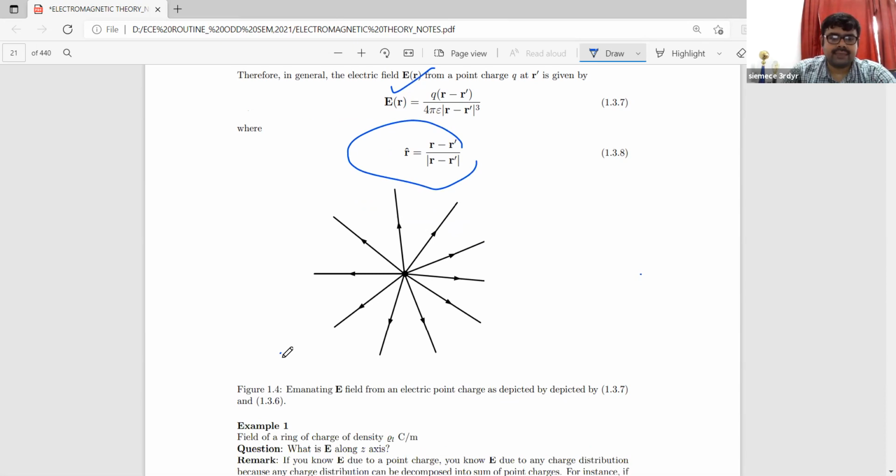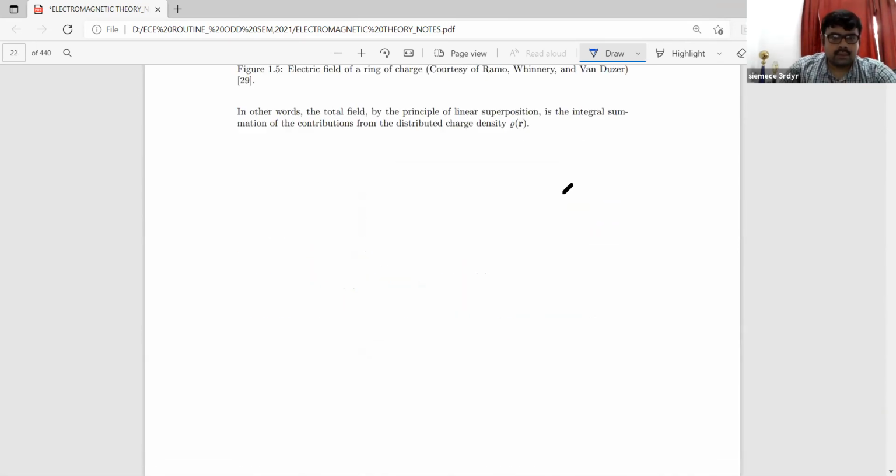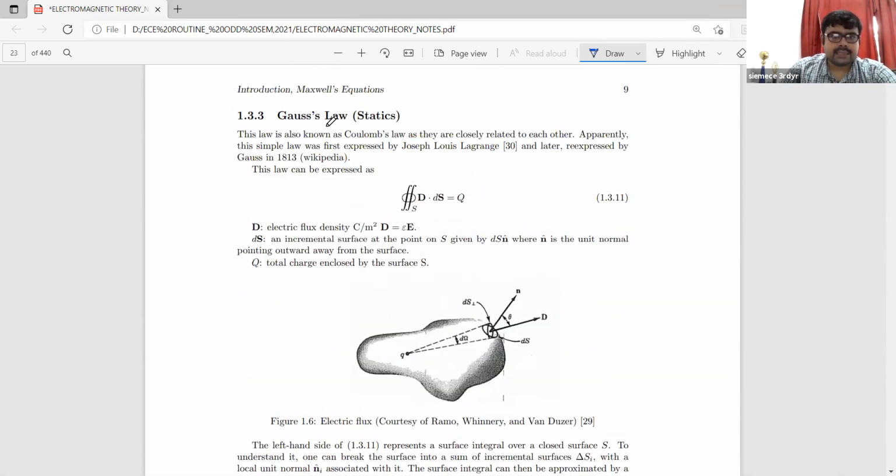And in the figure they have given, the E field emanating is the electric field from an electric point charge as depicted by the figure. So these two points they have considered, and they have drawn this particular figure. See the different types of arrow direction we have to follow. After this, we have to see the Gauss law, that is the statics. Again, we will consider this particular article, the statics function.